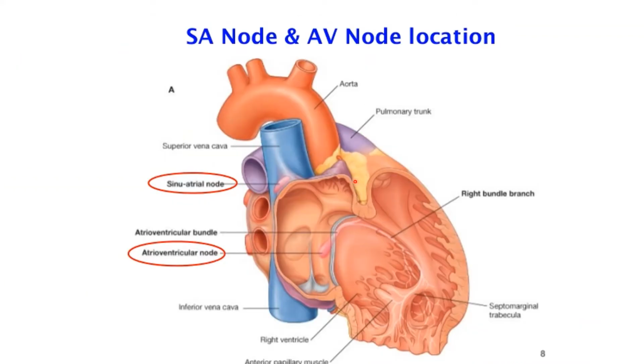This is the diagram to show you, just as a revision, the SA node location and AV node location. So that's why they are more towards the right wall only. So the SA node as well as the AV node, both in the majority of cases are supplied by the right coronary artery. But you should know the percentages also, in what percent of cases the right and left arteries are supplying.